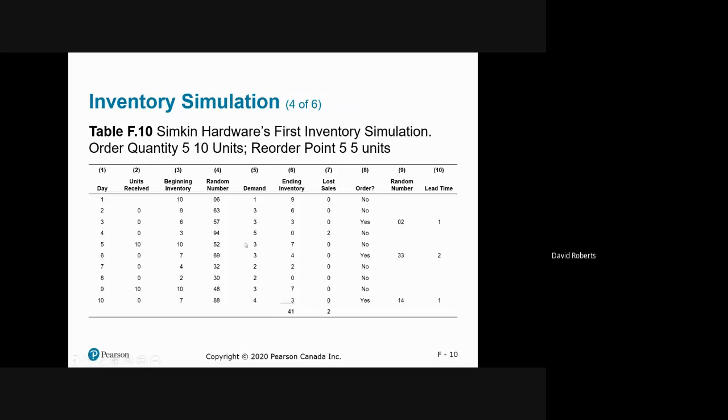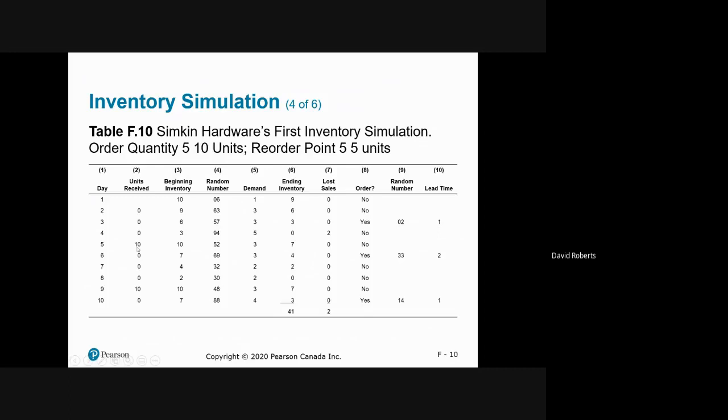Day number 4, all right, day number 4 arrives, because remember, there's a lead time of 1. So day number 4, you need 3 units. There's a demand of 5, because the random number is 94. And so you have 2 lost sales. People wanted to buy 5 units, you only had 3.